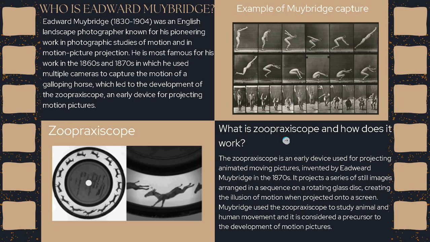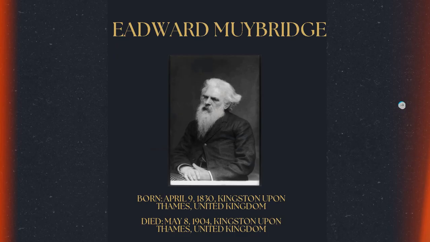So, what is the zoopraxiscope and how does it work? The zoopraxiscope is an early device used for projecting animated moving pictures, invented by Edward Muybridge in the 1870s. It projects a series of still images arranged in a sequence on rotating glass discs, creating the illusion of motion when projected onto a screen. Muybridge used the zoopraxiscope to study animal and human movement, and it is considered a precursor to the development of motion pictures. So that is Edward Muybridge.